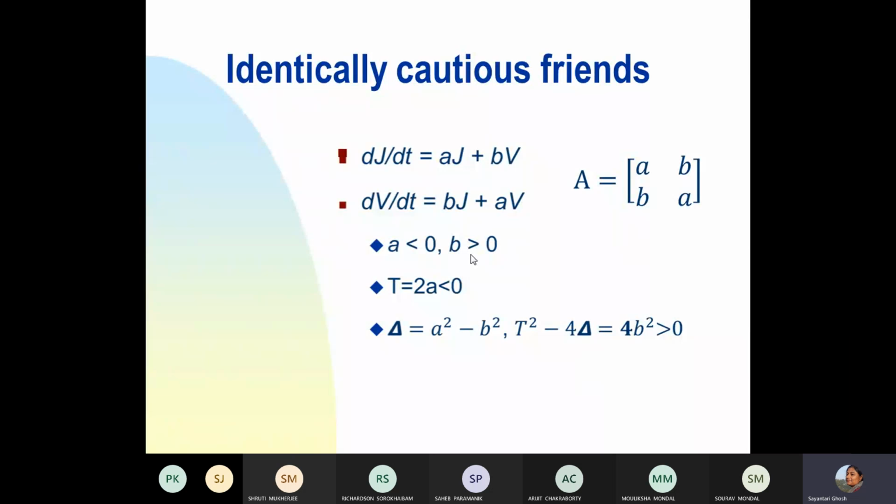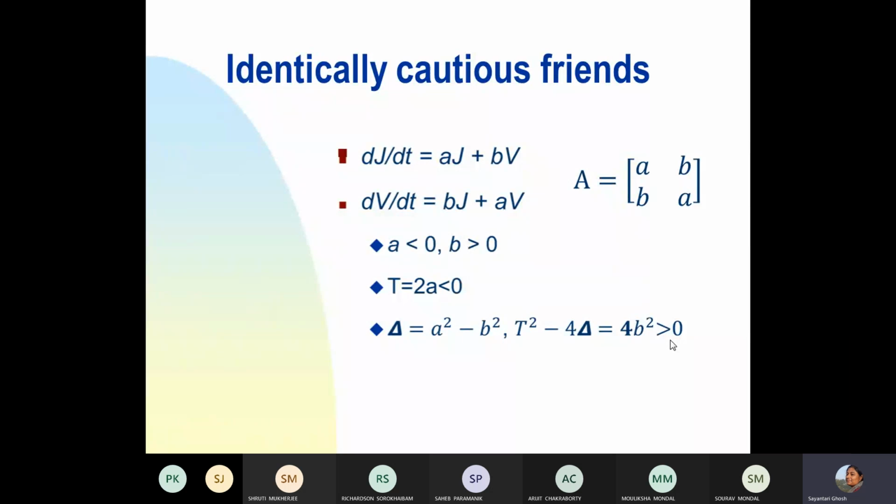You can figure out the trace and the determinant of the matrix, and now you know the sign of A and B. From there you can conclude that if B is greater than 0, then delta is positive. The trace of this matrix T is A plus A, so it is going to be negative. So trace is negative and determinant is positive. In the Poincare diagram, you can quickly locate where this particular pair of friends will be placed and what is going to be their future.